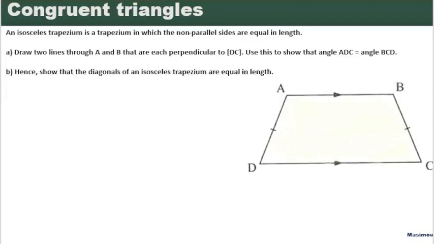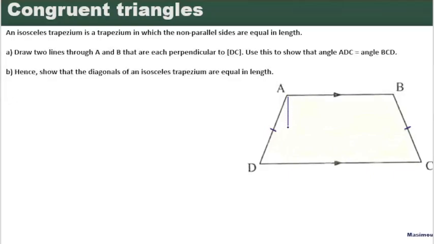Here it says an isosceles trapezium is a trapezium in which the non-parallel sides are equal in length. That means the non-parallel sides in the trapezium here are equal, which we see with the tick mark. AD equals BC.